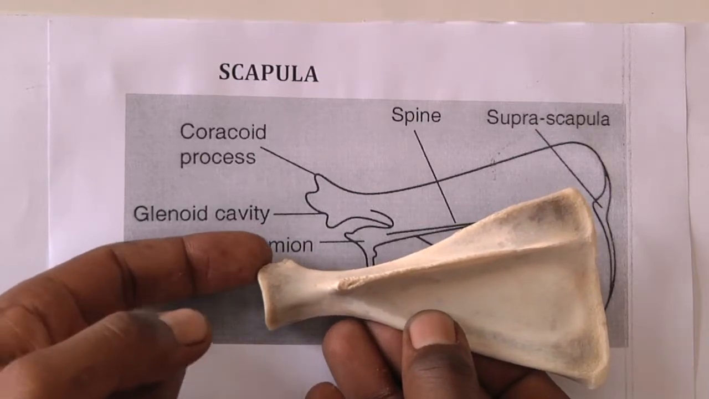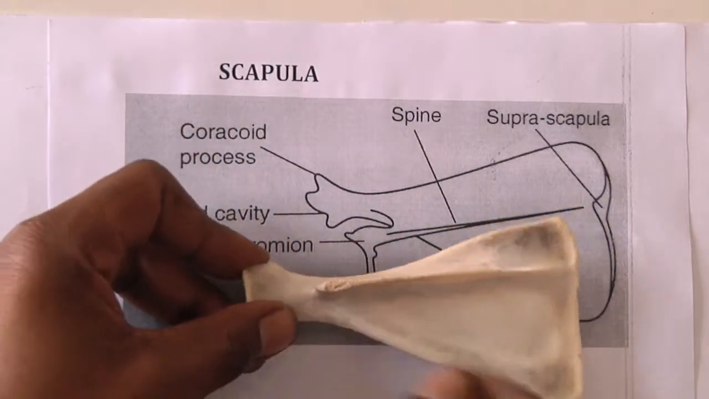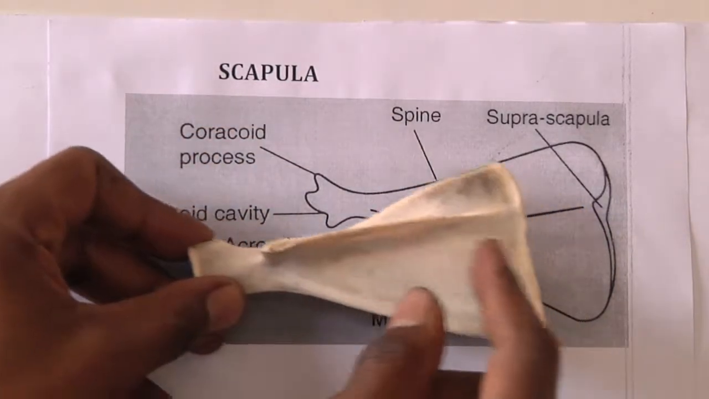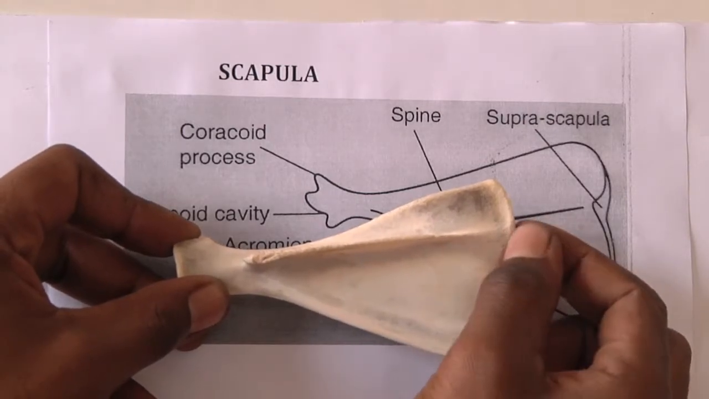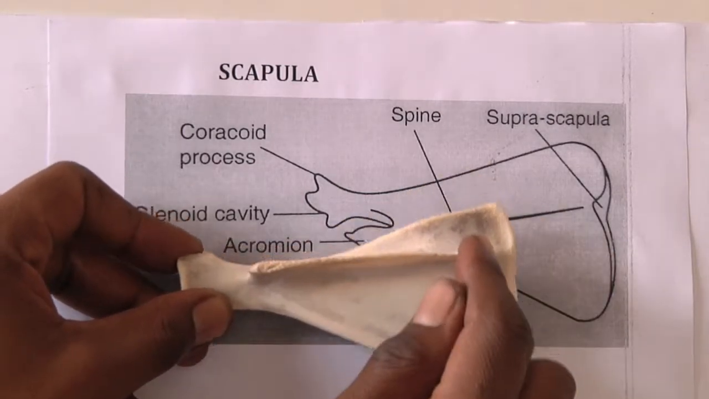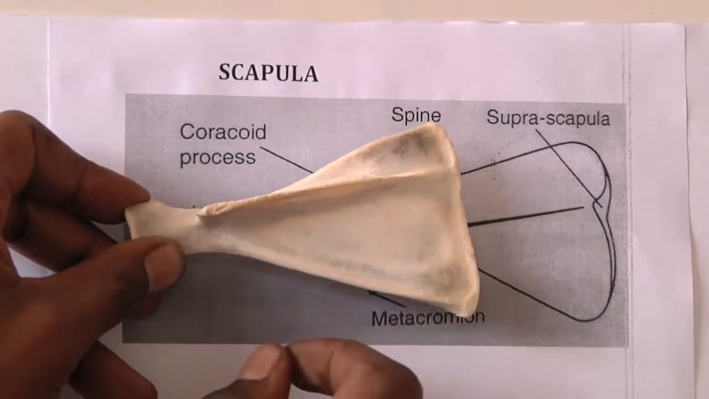The coracoid process. Then this is what we call the spine. This is the structure that is called the spine. Then at this particular end here, there is some slight folding, what we call the suprascapula. This is what we call the suprascapula.